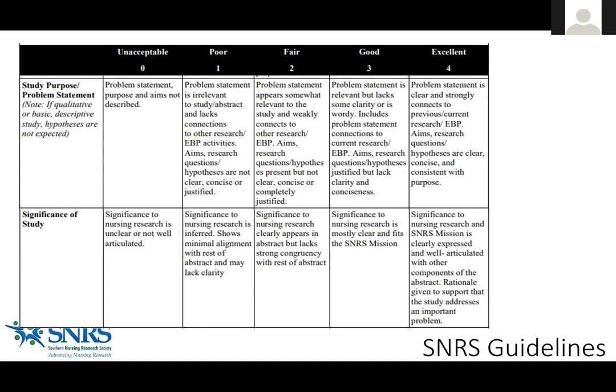And so you want to give a rationale to support that the study addresses an important problem. So this is where we really look to see, is this something significant and important that we need to find out? And I'm sure it is. It's just making sure that you can express that to the reviewer in your abstract.